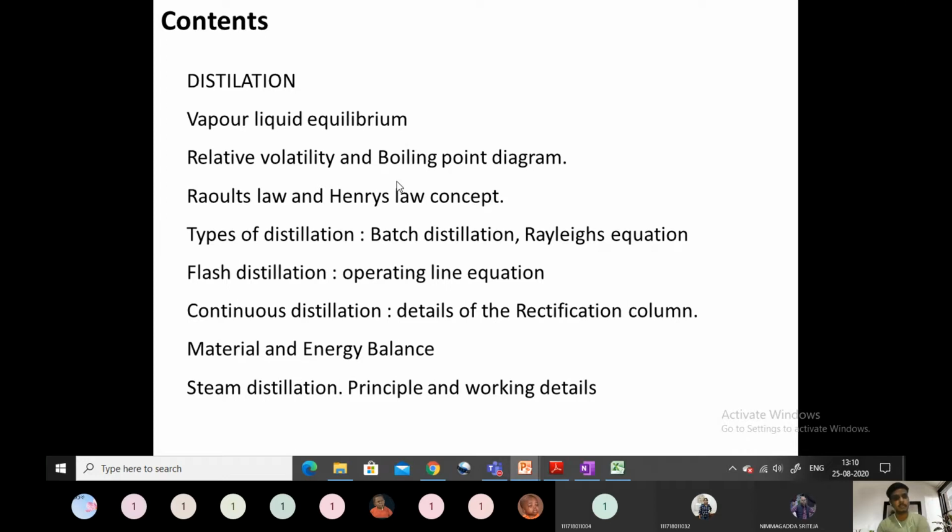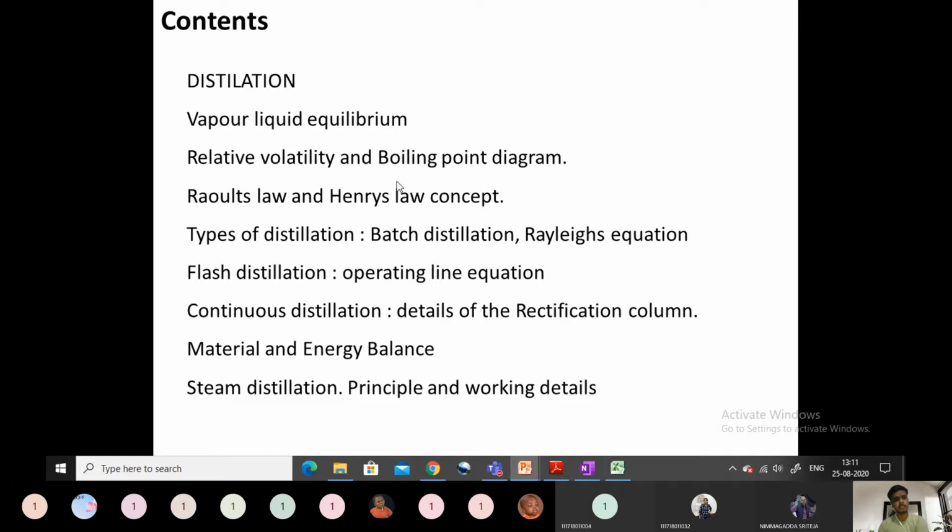Then the next topic is types of distillation. There are various types of distillations. One is batch distillation, also called simple distillation. The second is flash distillation, also called equilibrium distillation. The third is fractionation, or continuous distillation, or rectification; all these names are the same. The fourth is steam distillation. Then there are azeotropic distillation, extractive distillation, and vacuum distillation. These are all the types of distillations we have.